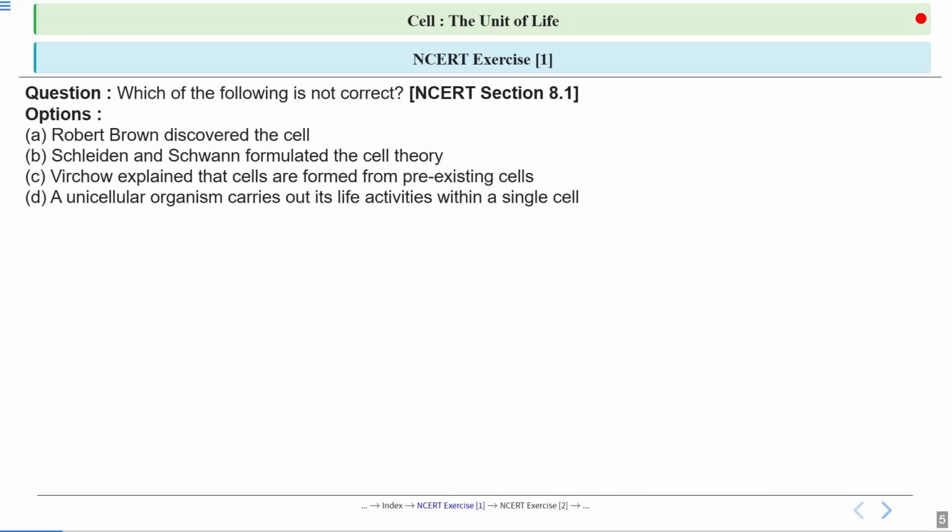The first question is which of the following is not correct? So you have to select a false statement here. What are the options? First option, Robert Brown discovered the cell. Is it a correct statement or is it incorrect? Next is Schleiden and Schwann formulated the cell theory. Is this correct or incorrect? Next is Virchow explained that cells are formed from pre-existing cells. And option D is a unicellular organism carries out its life activity within a single cell. So which is the incorrect statement?